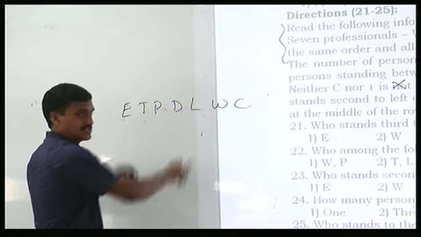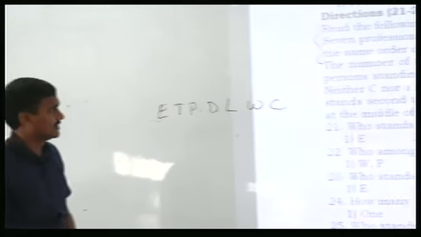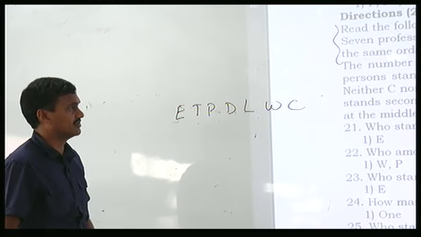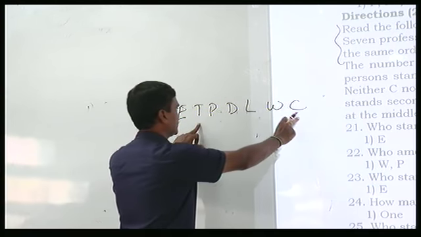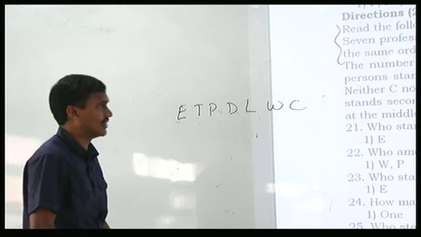E and D is 1 lesser than. These 3 are not, as the first statement is valid. Next one: more than 1 person between T and C. Between T and C, 3 persons. Isn't it 4 persons? Hence more than 1, that's also valid.